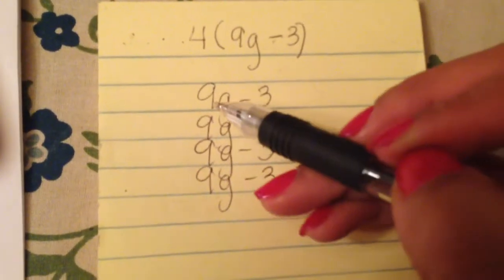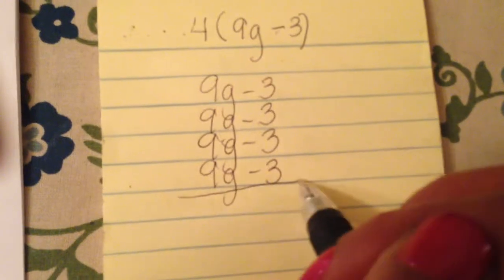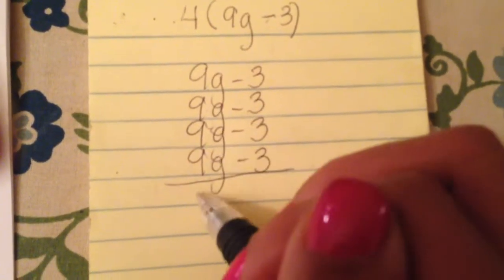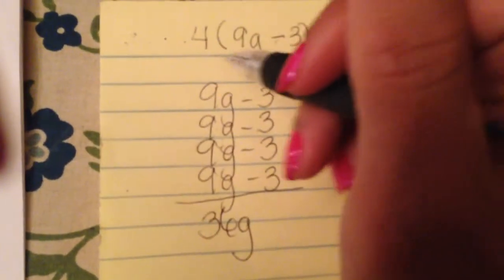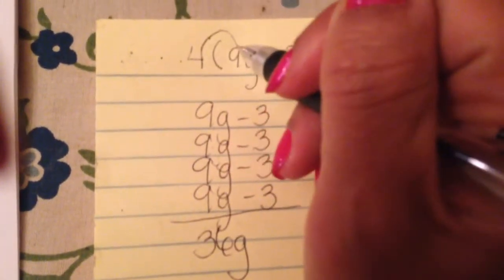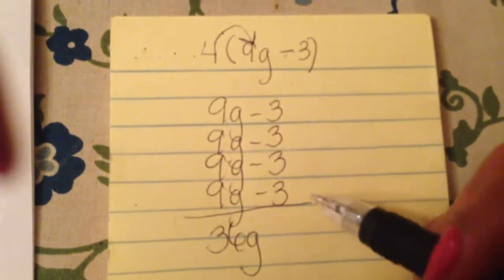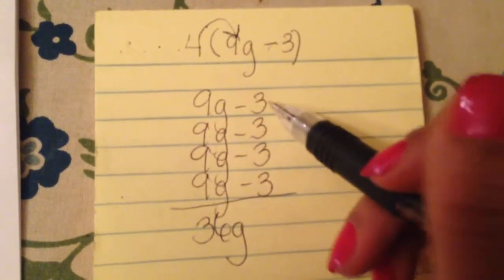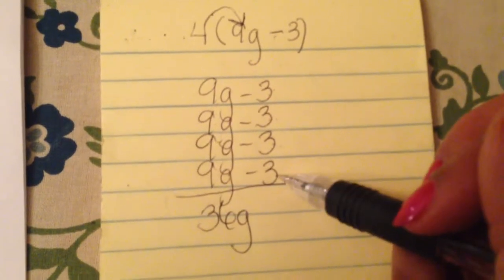It's like saying what is 9 times 4. And I can figure out what the total is by adding 9g plus 9g, 18, 27, 36. So I have 36 g's all together. Or you can think of it as what is 9 times 4, 36g. Same thing with my minus 3's. If I have negative 3 plus negative 3 plus negative 3, that's negative 6, negative 9, negative 12.